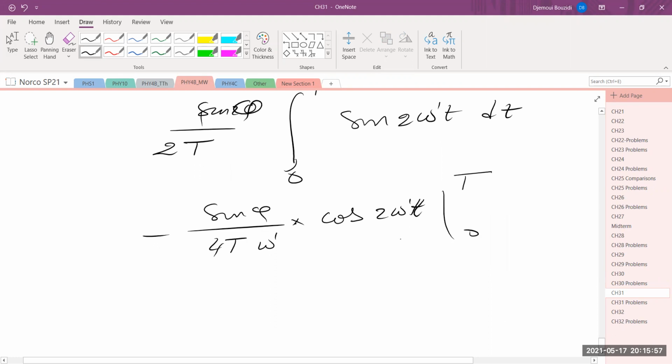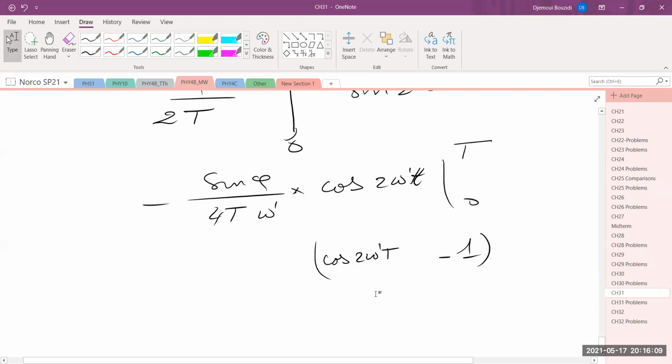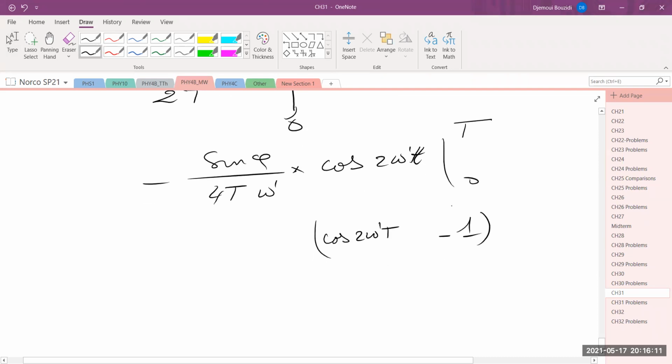Well, in the lower limit, it's 1, so it's -1 anyway, because at t equal to 0, cosine of 0 is 1. In the upper limit, you're dealing with the cosine of 2 omega prime T, and that is 1. Let's see why. Because omega prime T is 2 pi.